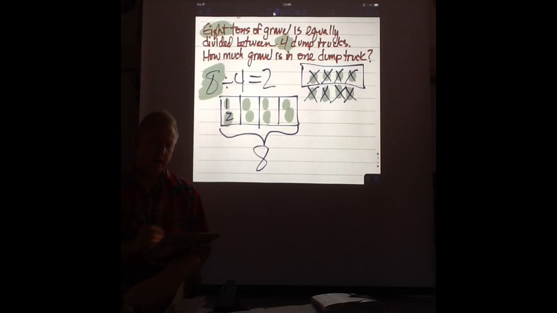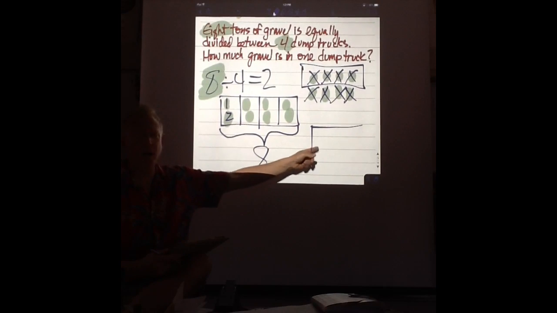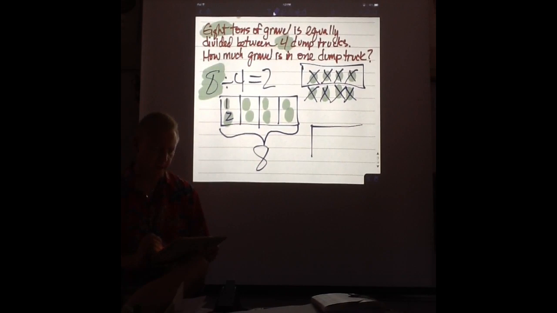Now, I could also show this in what I like to call a house. What number would go on the inside of the house? An 8. And what goes on the outside? A 4. So now we're going to ask ourselves the division question, which means how many 4s are in 8? How many 4s are in 8?